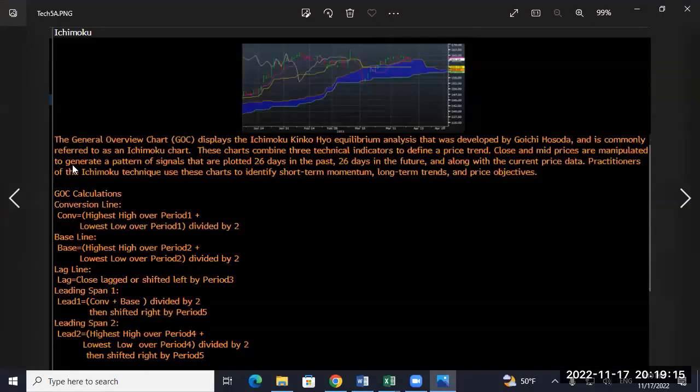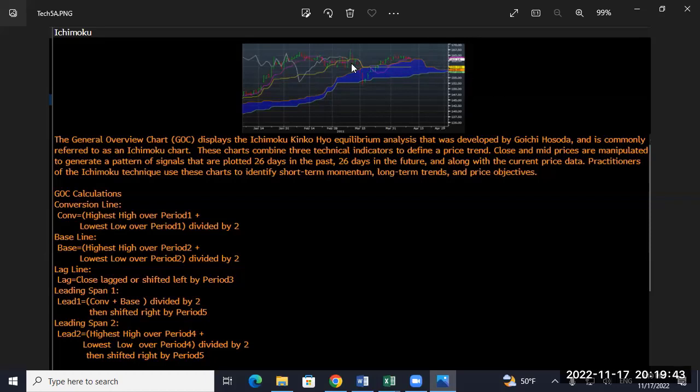And then here is the, y'all know how to pronounce this? Ichimoku Kinko Hyo equilibrium analysis, which was developed by a guy not even named any one of those names, and is commonly referred to as that thing again. These charts combine three technical indicators to define price trend. Look how cool they are. Isn't that really cool? That would look really good in your paper, wouldn't it?